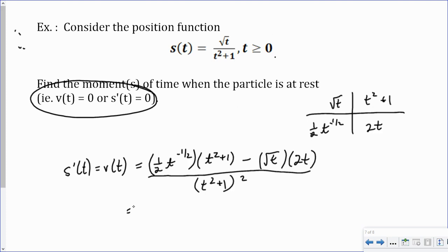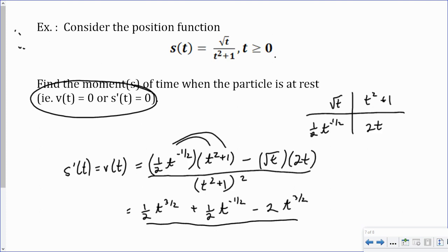All right, let's multiply this. So I've got 1/2 t to the negative 1/2 times t squared here. I'm going to distribute in here. So I've got 1/2 t to the 3 over 2, and then I've got a plus 1/2 t to the negative 1/2. And then I've got a 1/2 and a 1, so that'll be a negative 2 t to the another 3 over 2 here. That's going to be all over t squared plus 1 quantity squared.